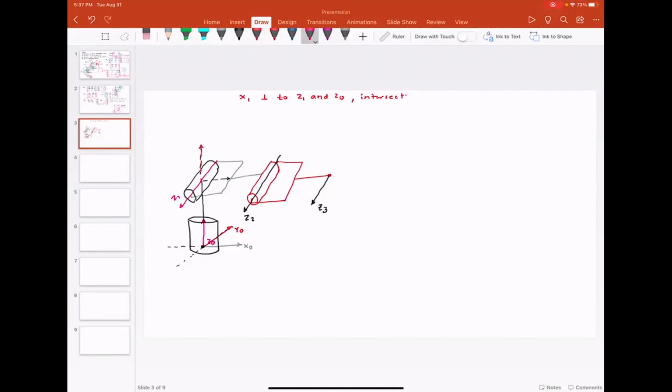Now I'm going to assume X1 like this. And once I do this, complete the triad. Using the right hand thumb rule, X, Z, Y going up. Right hand. Everyone understood?